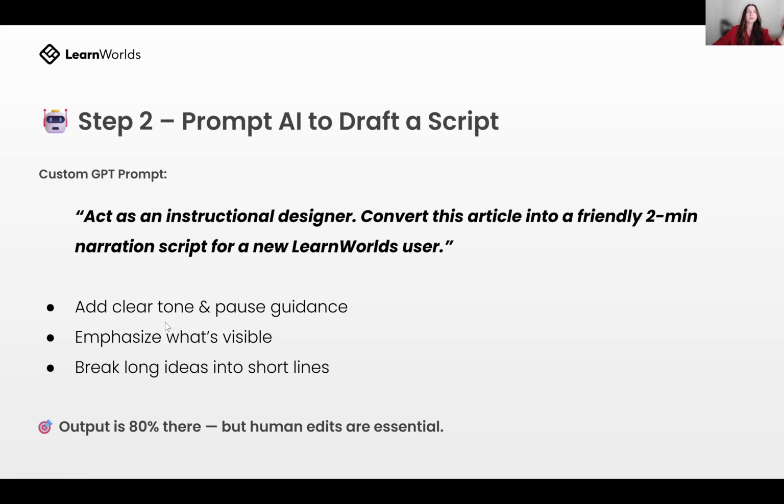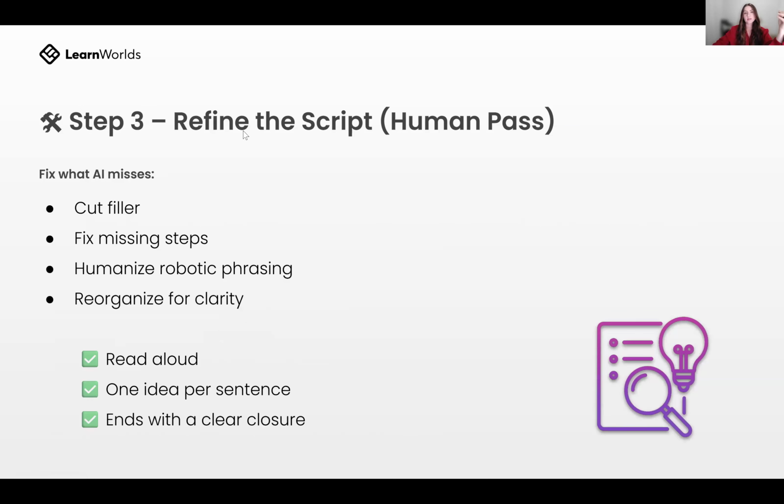So with that in mind, the output was almost there. It wasn't perfect, but it was 80% there. But still, some human edits were essential. So on step three, this is where the human factor jumps in.